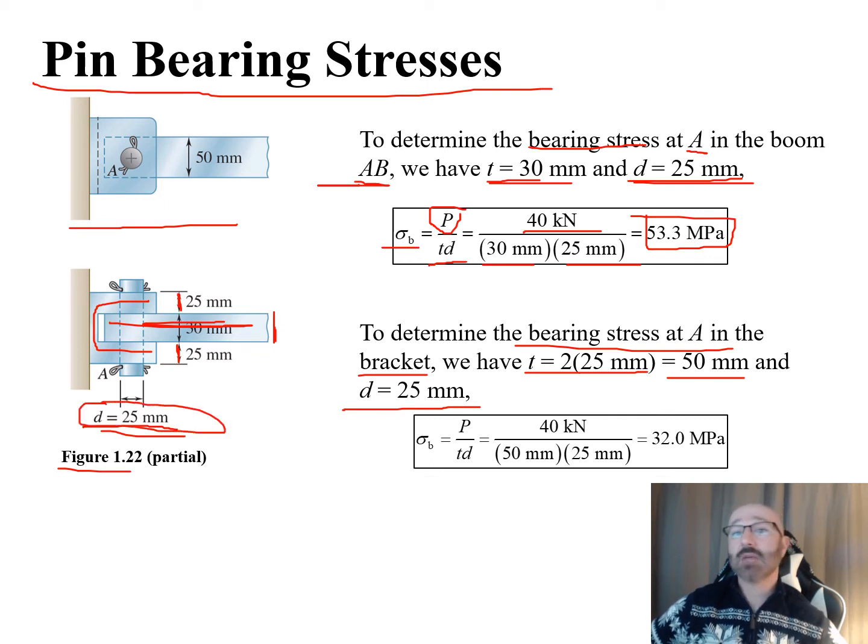So we can plug it into that same general equation. Our sigma sub B now for our bracket is equal to P over t d, where P is still that 40 kilonewtons, it doesn't change. What changes now is this thickness value, because it's now 2 times 25, since there are 2 sections of the 25 millimeter thickness, times our diameter of 25 millimeters. We do this out and we find that our stress in the bearing for the bracket is 32 megapascals.